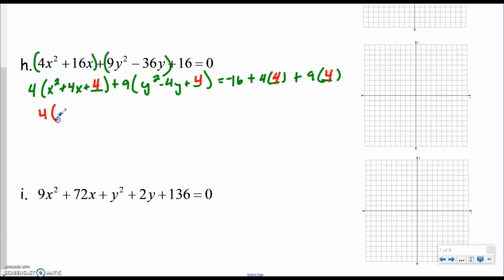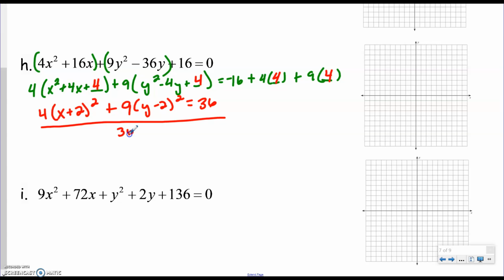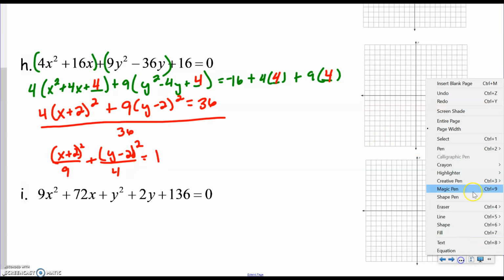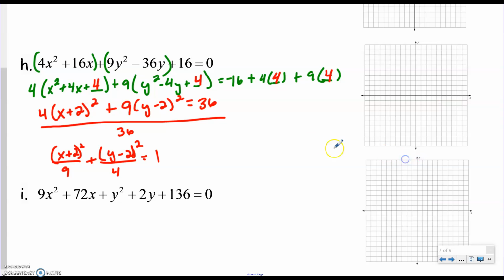So when I factor this, I get 4 times x plus 2 quantity squared plus 9 times y minus 2 quantity squared equals 36. Divide everything by 36 to get x plus 2 quantity squared divided by 9 plus y minus 2 quantity squared divided by 4 equals 1. And then you can go ahead and identify all your key features and plot them on the graph.